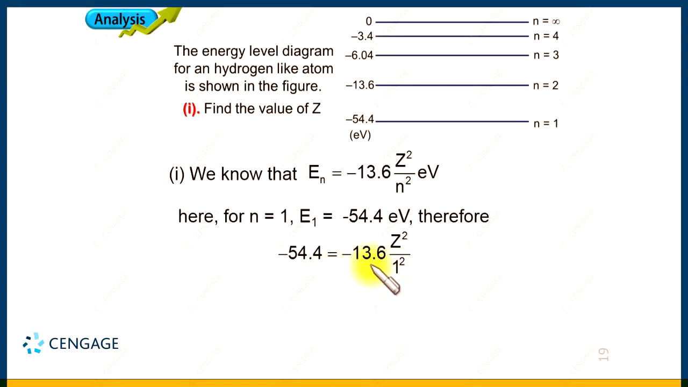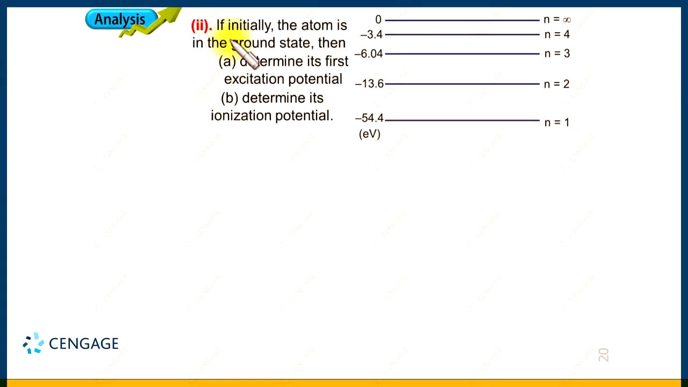Now let us solve for Z. The minus signs cancel, and we get Z equal to the square root of 54.4 divided by 13.6, which is root 4, and root 4 is 2. That means the value of Z equal to 2, that is the atomic number is 2, that is helium. Okay, now let us move to the next part of the question.